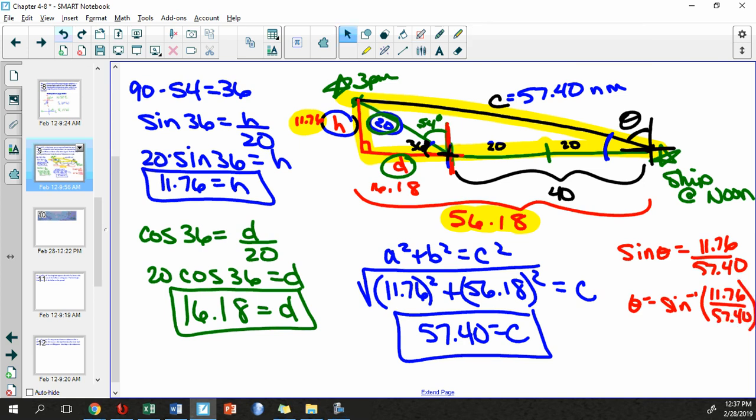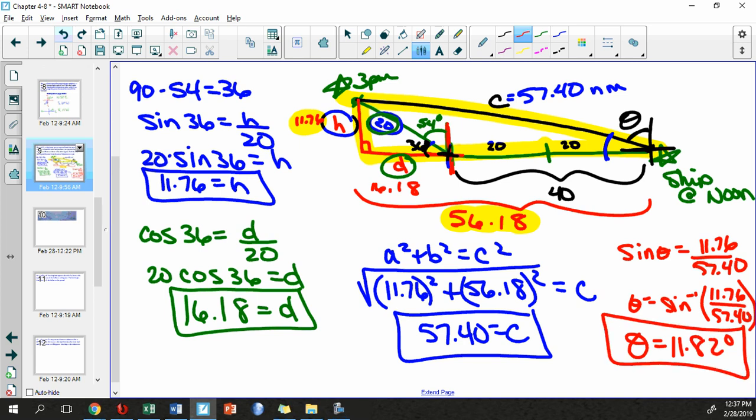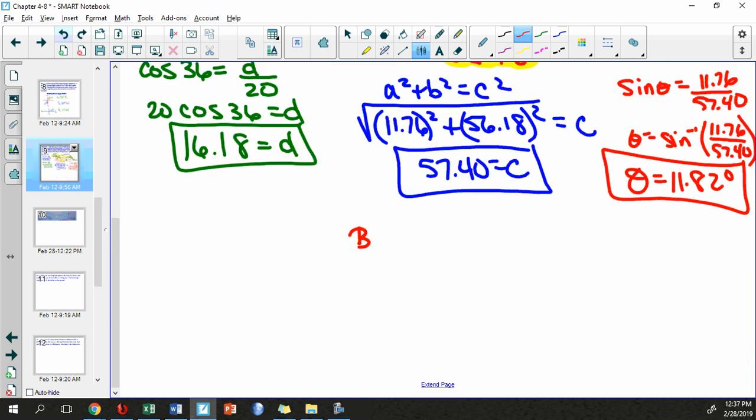So if I type that in my calculator, 11.76 divided by 57.4, that gives you 11.82 degrees. So that degree right there is 11.82. That's what that angle is. So how do I find the other part of it? I just need to do 90 minus. So the bearing is going to be found by taking 90 minus 11.82. 78.18 degrees.